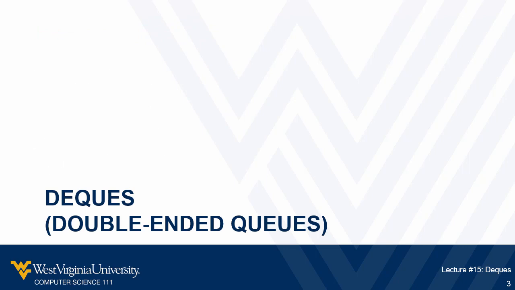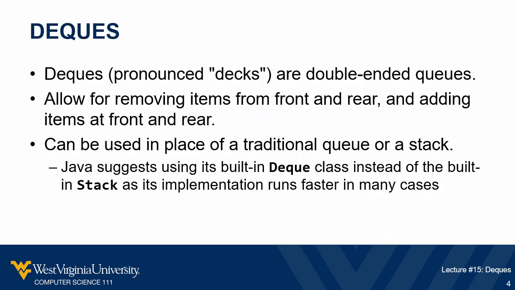The name deque refers to a double-ended queue. Basically, we can add items from the front and rear of the queue, and we can also remove items from the front and rear of the queue. It's not a case where we're tied to just adding at the rear and removing from the front like we are with a traditional queue.